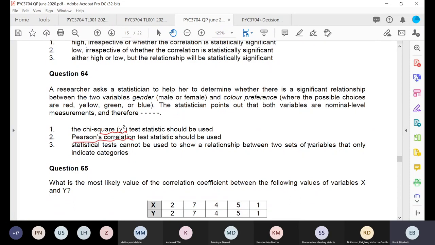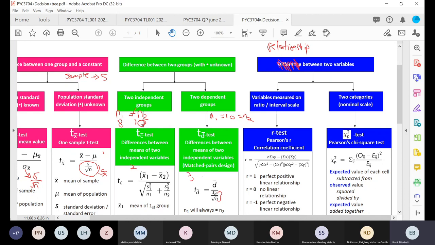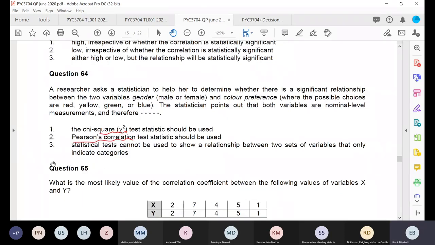On this question, a researcher asked a statistician to help her determine whether there is a significant relationship between two variables, gender and color. The statistician points out that both variables are nominal level of measure. Therefore, what kind of test are you going to do? Numerical, we use Pearson R. Categorical, we use chi-squared. If you don't know how to pronounce chi-squared, you can just tell me one or two, or three if there's a third one. Number one, that will be number one because they are categorical. If this was a score for a math test and this was a score for another variable, then we would use Pearson correlation.